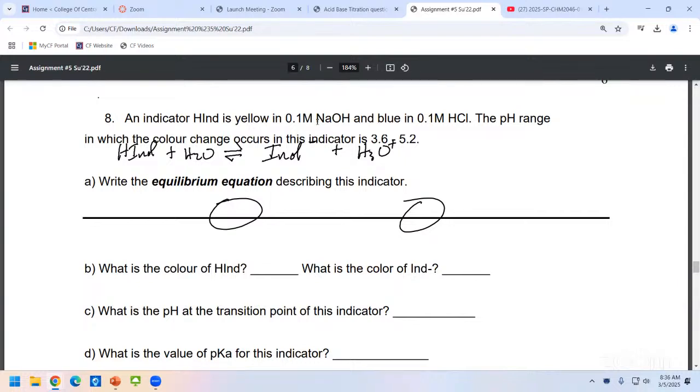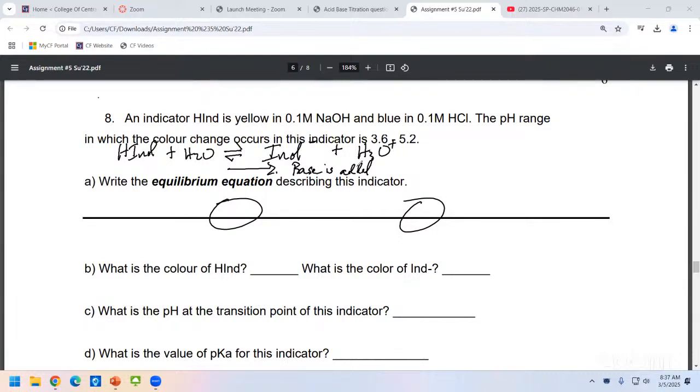If the solution is yellow when you add sodium hydroxide, what's the yellow color due to? Is it due to the HInd or to the Ind minus? Remember, the equilibrium is shifting in this direction when base is added. When a base is added, the equilibrium shifts to the right, and the solution becomes yellow.